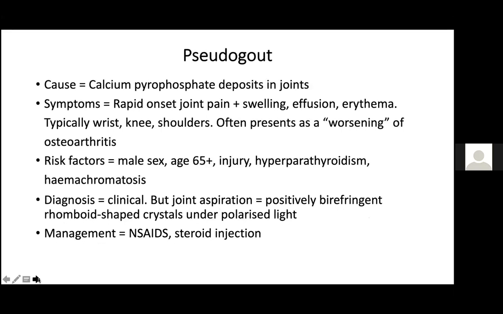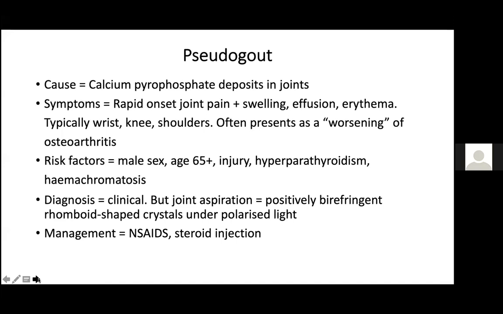Talking about pseudogout. Pseudogout presents very similarly to gout. However, it is much less common, and it's caused by calcium pyrophosphate deposits in the joints. It presents in a slightly older age group, and it can be triggered by injury. It often presents in older patients as a worsening of osteoarthritis. It's got a few associations with things like hyperparathyroidism and hemochromatosis.